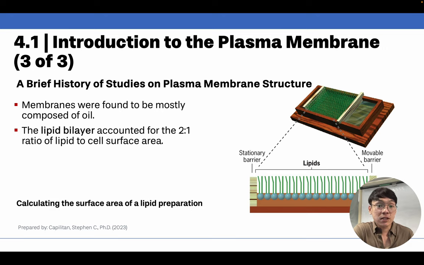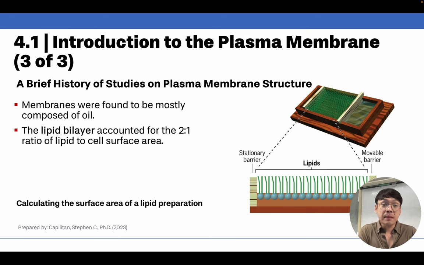We take a look at the history of the plasma membrane structure. Membranes were found to be mostly composed of oil. And you will see in this image, the lipid bilayer accounted for the 2:1 ratio of the lipid to cell surface area. So we calculate the surface area of a lipid preparation.